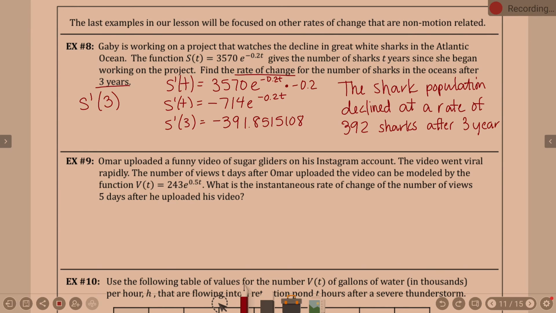Okay, start reading B when you're ready. Omar uploaded a funny video of sugar gliders on his Instagram account. The video went viral rapidly. The number of views T days after Omar uploaded the video can be modeled by V. What is the instantaneous rate of change of the number of views 5 days after he uploaded his video?